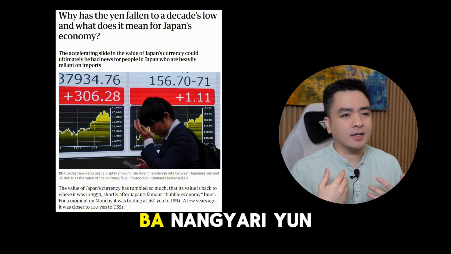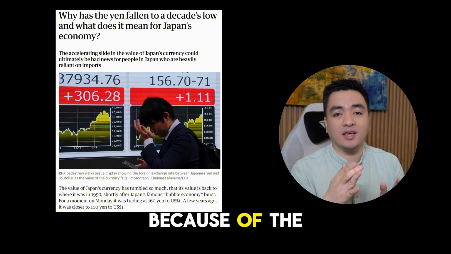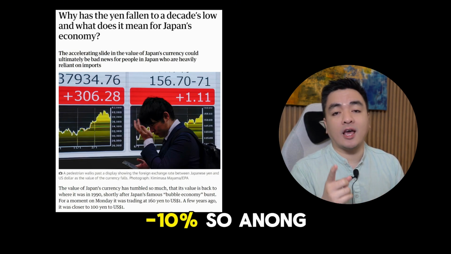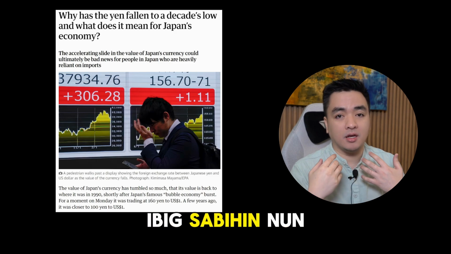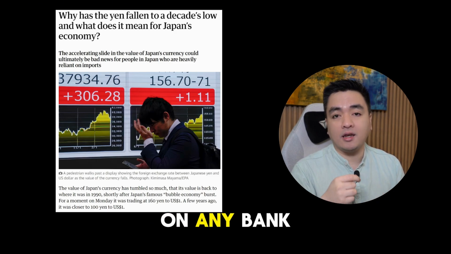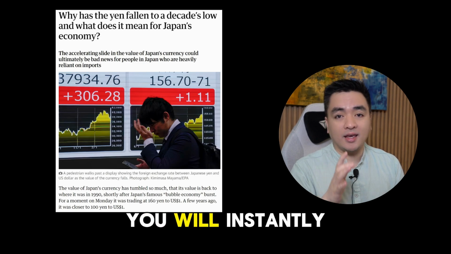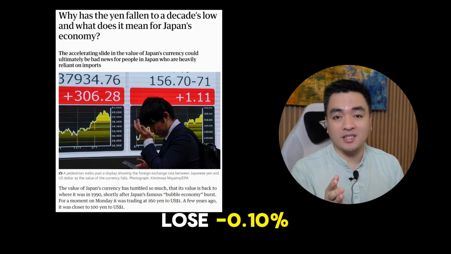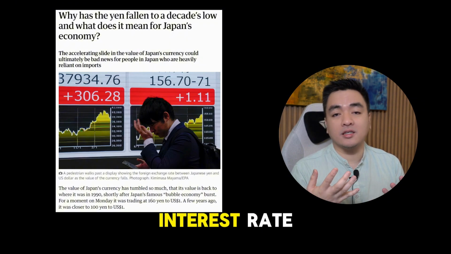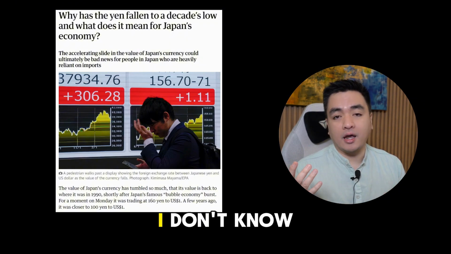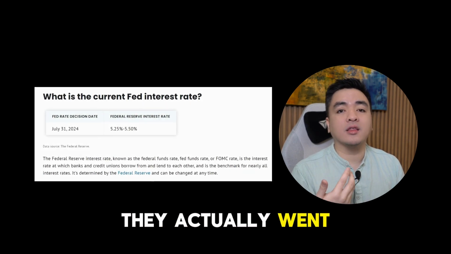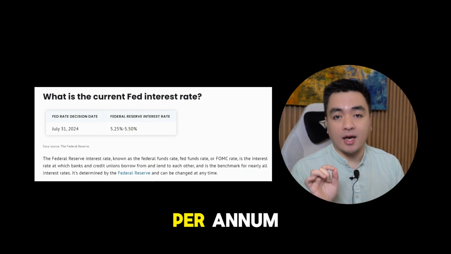Ibig sabihin, bakit ba nangyari yun, Rudolph? This is because of the interest rate naman. Yung interest rate ng Japan, -10%. So anong ibig sabihin nun? Ibig sabihin, if you put your money on any bank in Japan, you will instantly lose -10%. Nakita nyo? So dito, nag-o-offer ng interest rate yung Pilipinas ng, positive interest rate. Pero yung US, they actually went up to 5% per annum.